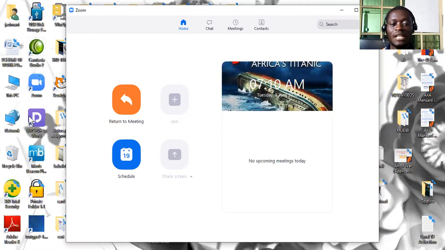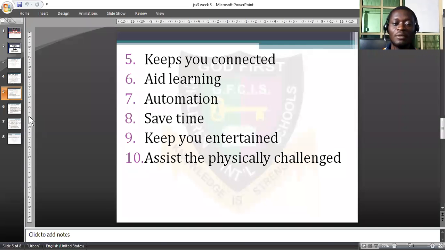It is helping us to learn better. It's helping us to get quality information. It's helping us to get precise information. It's making us learn better.